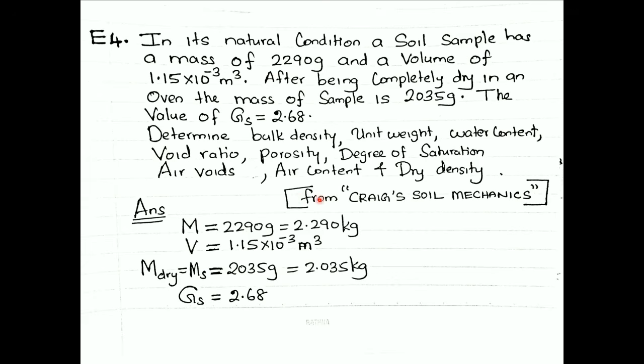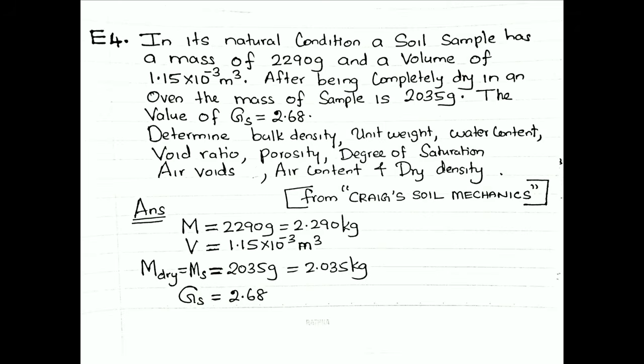This example is from Craig's soil mechanics. Answer, this one also using the co-cutter method or any other method. Answer: total mass, the natural or wet mass, is 2290 gram. Volume is equal to 1.15 into 10 to the power minus 3 meter cube. Dry mass or MS, after oven dry, is 2035 gram. GS is equal to 2.68. This is the data.